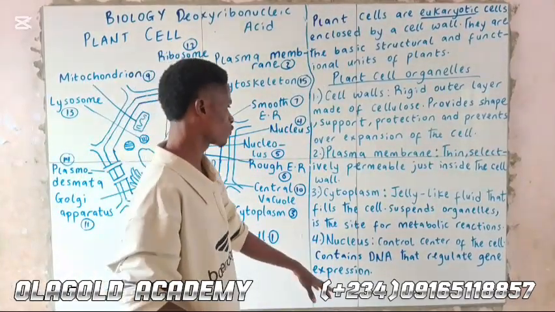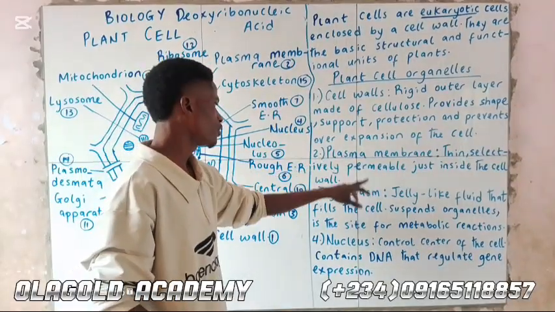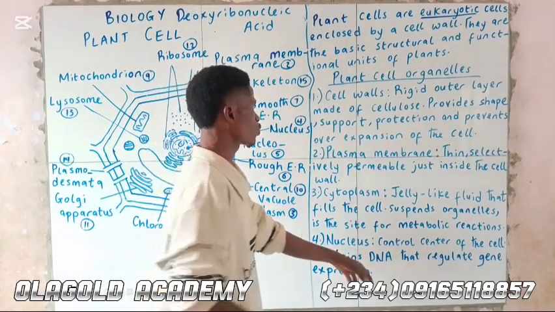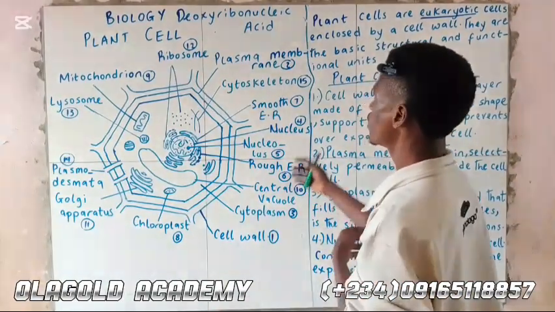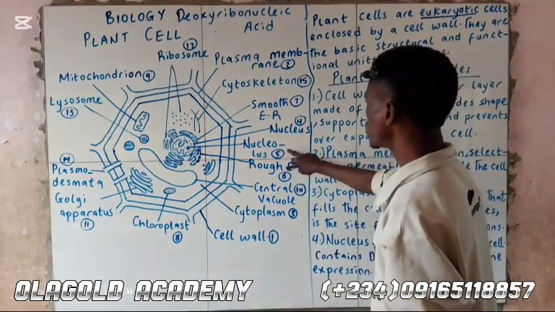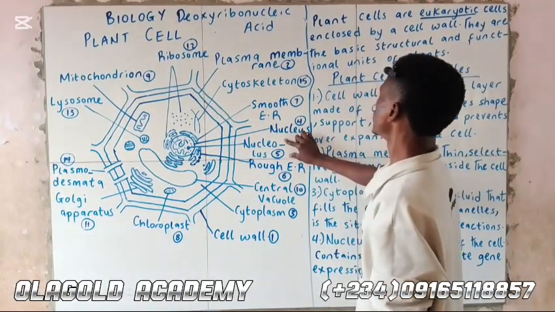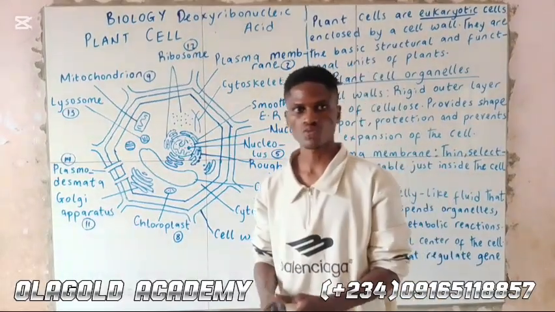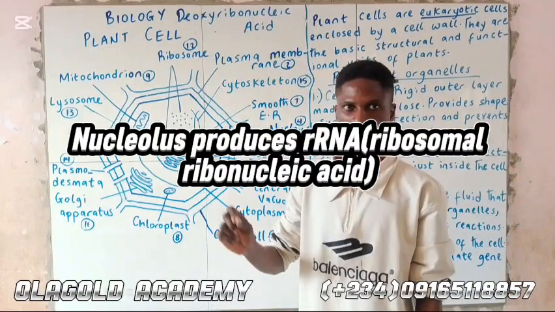So that is the function of the cell wall, the plasma membrane, the cytoplasm, and the nucleus. Now, number 5 that we're having here is the nucleolus. This nucleolus is responsible for the production of the ribosomal ribonucleic acid.